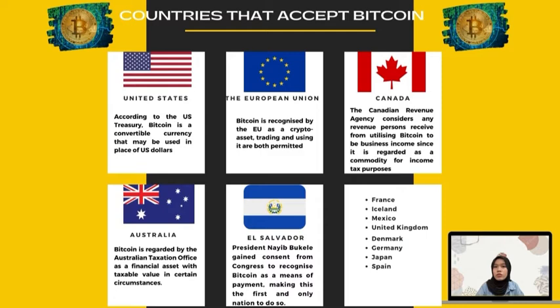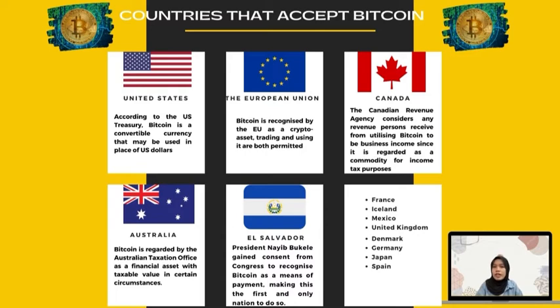Secondly, the European Union. Since Bitcoin is recognized by the EU as a crypto asset, trading and using it are both permitted. However, the EU currency regulator has said that they have no jurisdiction over any action concerning crypto assets. Third, the Canada Revenue Agency considers any revenue a person receives from utilizing Bitcoin to be business income. Similar to the US, they perceive cryptocurrency exchanges as money service firms.